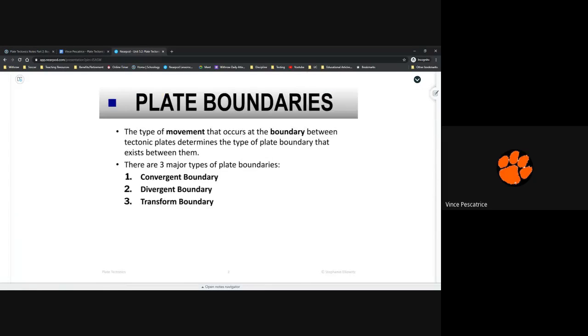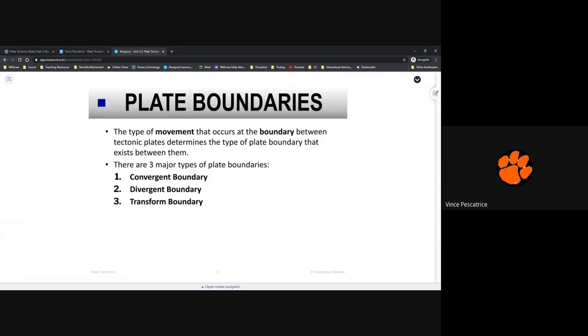So today we're going to be talking about plate boundaries. These are where these plates meet. So when these giant plates come together, stuff happens. At these meeting points, there are three types of plate boundaries: convergent, divergent, and transform. We're going to get into that today.